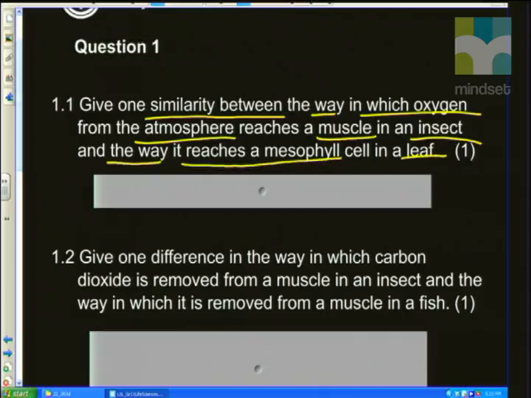In other words, they are asking you, give one similarity on how animals take in oxygen and how plants take in oxygen. Okay, that's the first thing. But they put a little bit more detail in it. They said, explain how the oxygen in animals goes in and to the muscles. And then they want to know how oxygen goes into a plant and goes to the mesophyll, in other words, all the different other little cells inside there, right? That's what their question is.